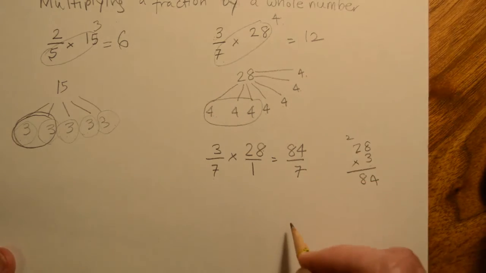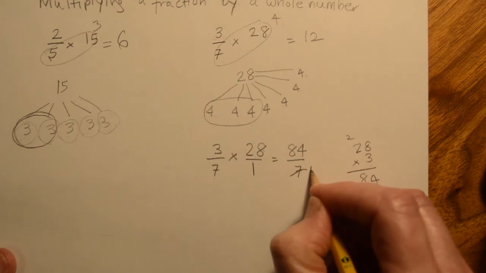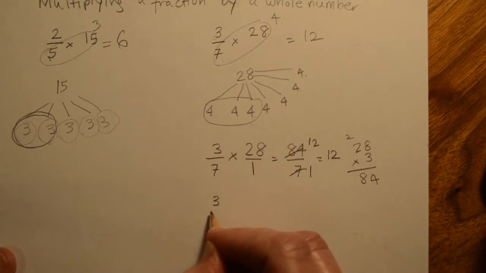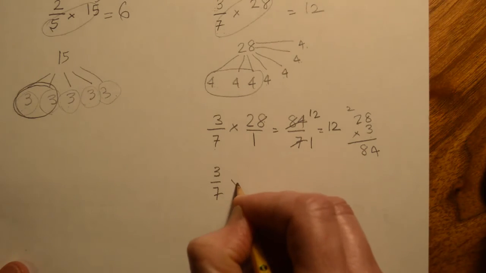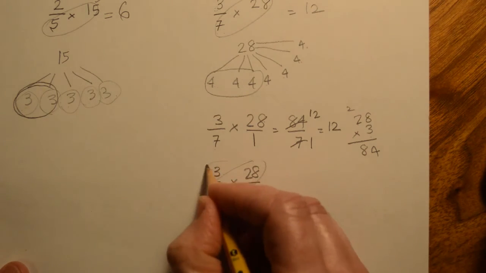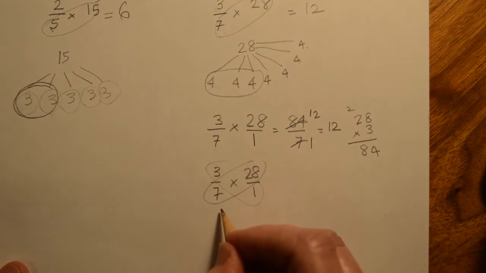And then we could reduce this. We could say, oh, 7 goes into 7 once, and it goes into 84 12 times. So this would be 12. Or the preferred method, our newer method, would be still putting this over 1, but then cross-canceling, saying, what do 7 and 28 have in common?